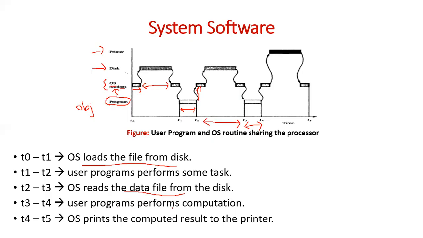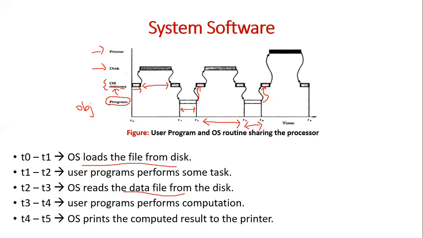After computation, it got some result. Now it wants to print the result to the printer. Again, the printer is hardware, so the application program cannot access the printer directly. So once again, the user program is placing a request to the operating system that this is the result I got, which I want to get printed on the printer.